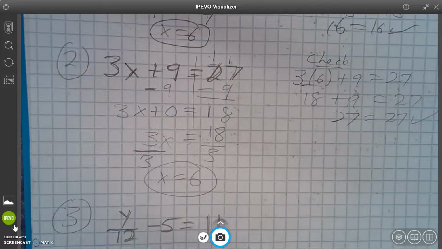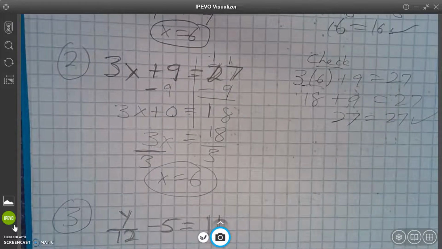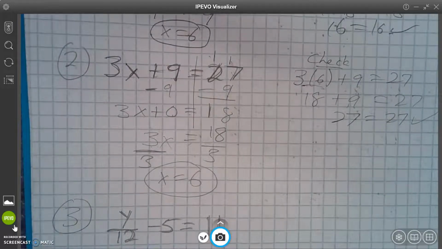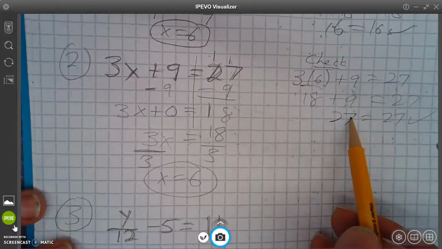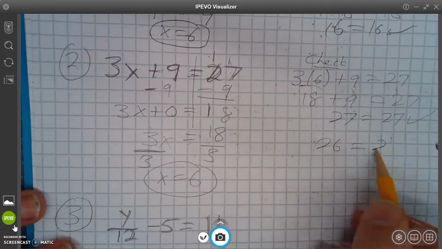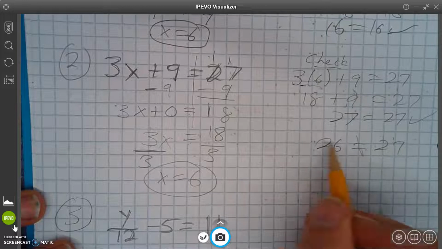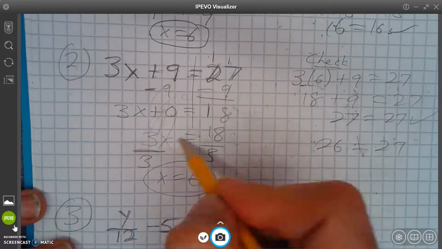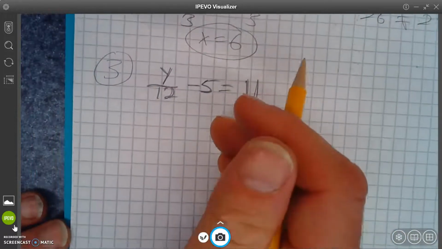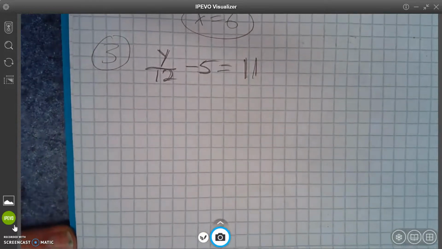Cool. Always check to make sure your answer made sense, so you know if you made a mistake somewhere, you can go back and fix it. Like if I got 26 here, I'd be like, no, that's not equal. I messed up. I'm going to go back and fix it. What did I mess up over here? Okay. Let's try another one.